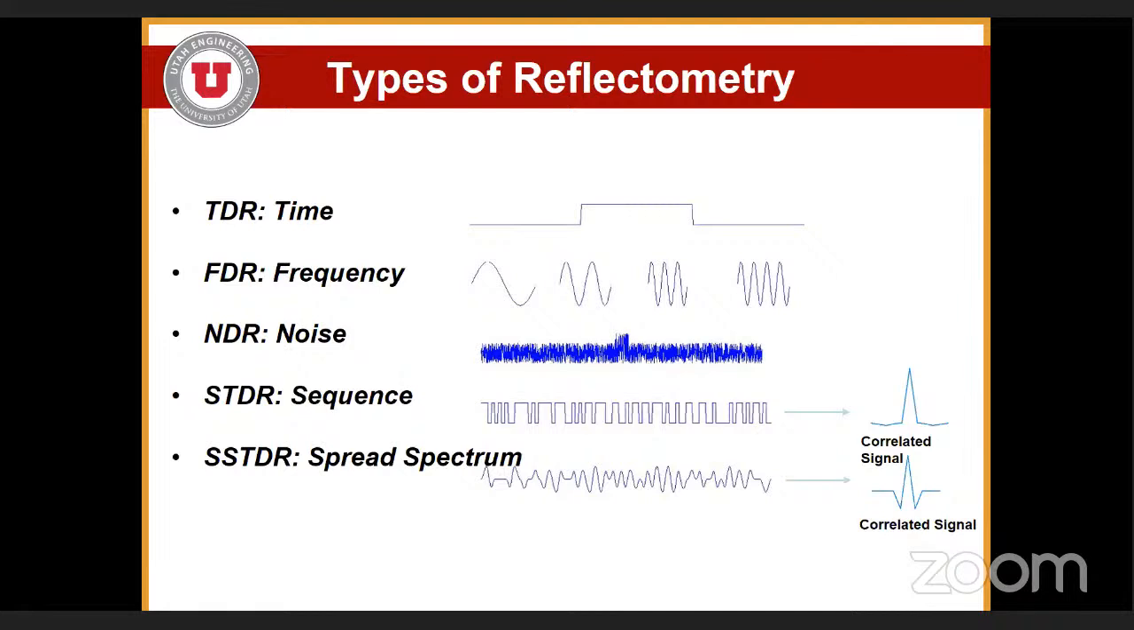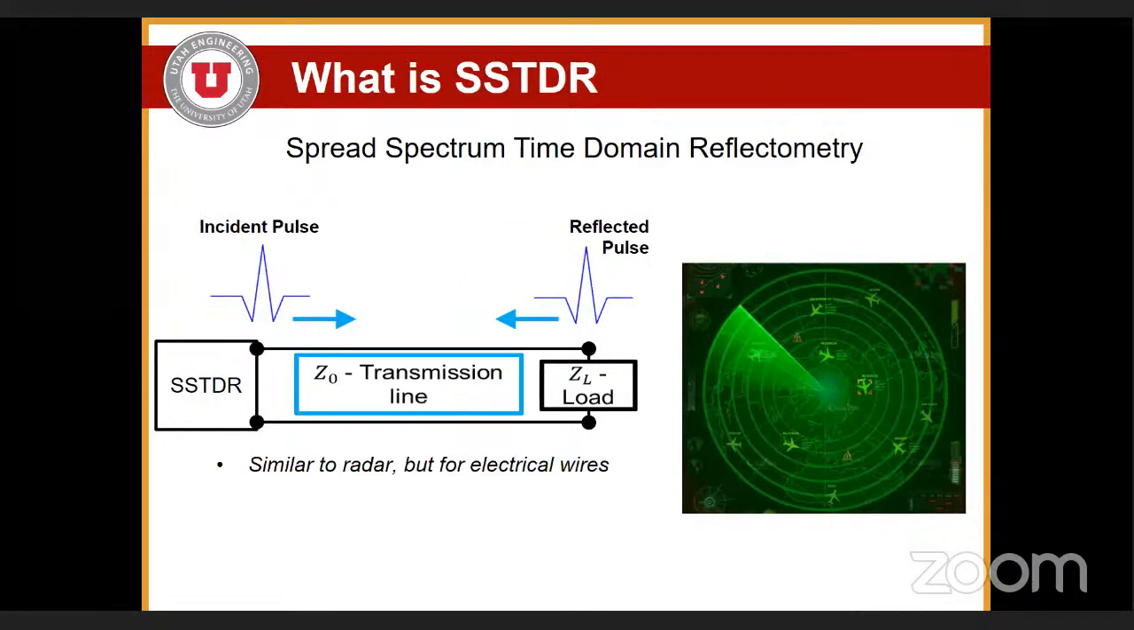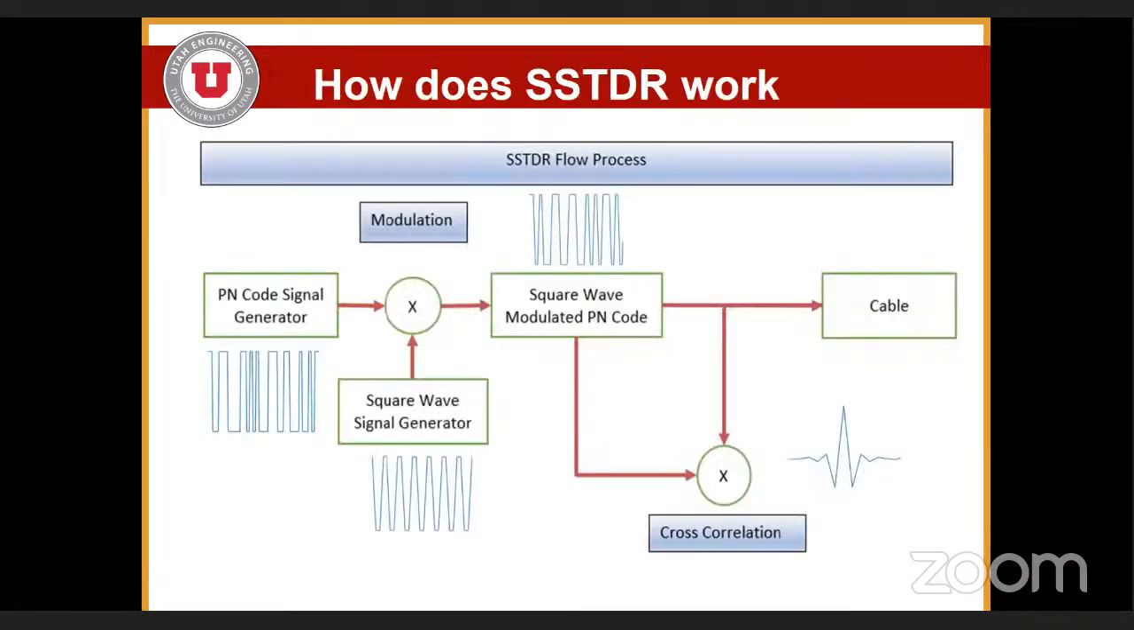So what is SSTDR, spread spectrum time domain reflectometry? It's like regular reflectometry, except we are sending a pseudo noise code, bringing it back and correlating it, and then we are evaluating the correlated pulse, which looks like a sinc. So this is how it works. We start with a pseudo noise code generator, a PN code generator, and we multiply that by a sine wave, or actually in the hardware, we're using a square wave. So it looks pretty much like a sine wave, but we get slight differences. So we modulate it. And then we send that down into the cable and we get a reflection back.